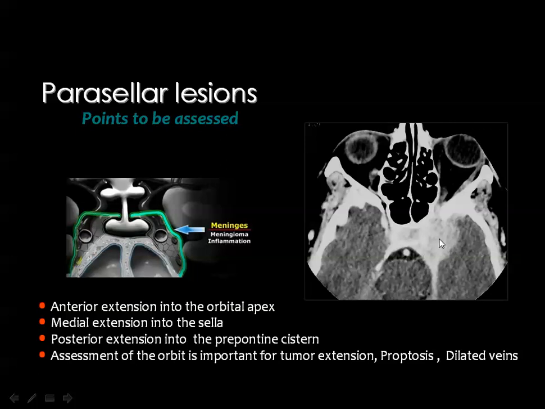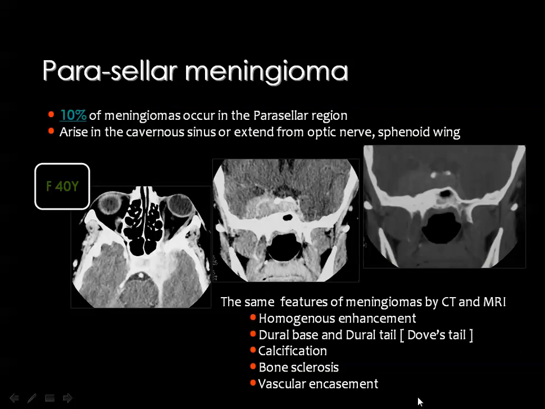There is a mass in the left parasellar area. You should look for anterior extension into the orbital apex, medial extension inside the sella, posterior extension into the prepontine cistern, and you should assess the orbits for tumor extension, proptosis, and dilated veins. And this is very important in the diagnosis of carotid cavernous fistula.